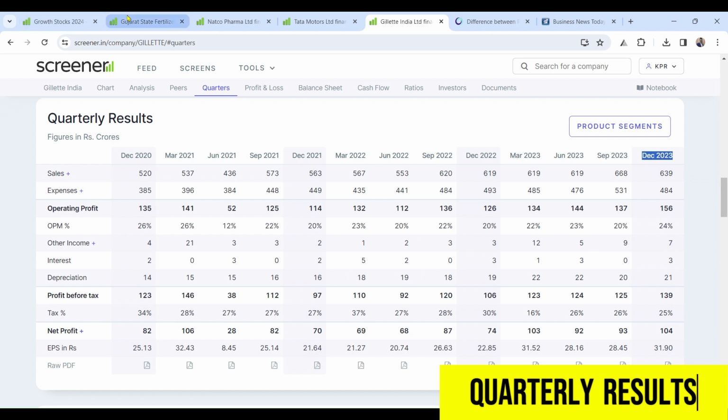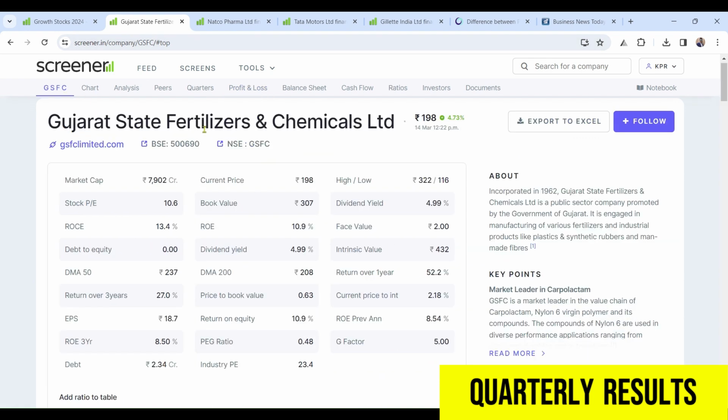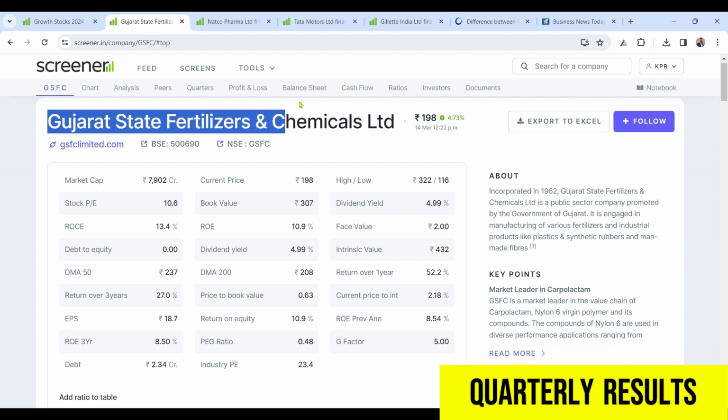Let's look at this company called Gujarat State Fertilizers and Chemicals Limited. I have been tracking this company for the past 6 months. Probably I had a look at this company around last year, October or November. It came as a recommendation to me. So I started doing the fundamental analysis, and to my surprise, everything in this company looked good. All the numbers, PE, ROE, all the ratios and factors, everything seemed to be very good.